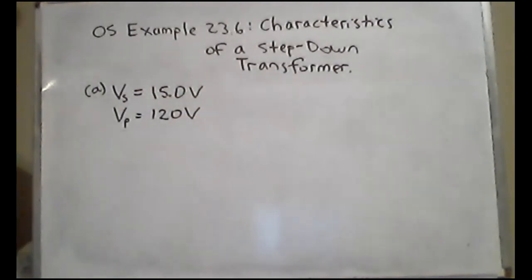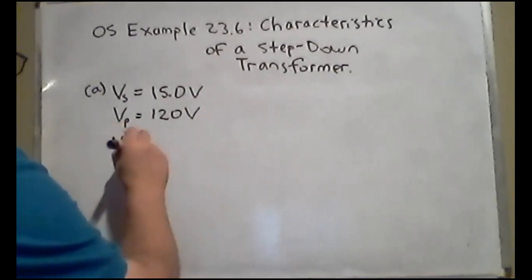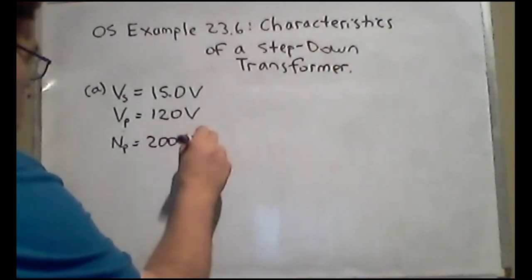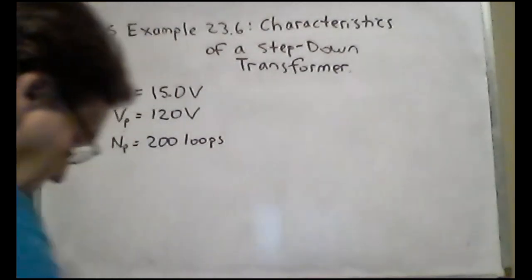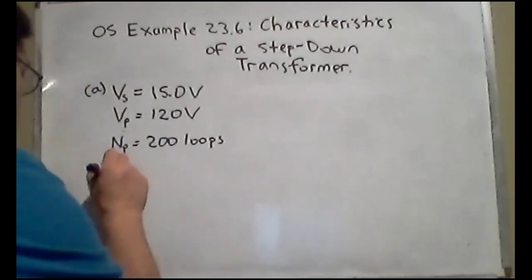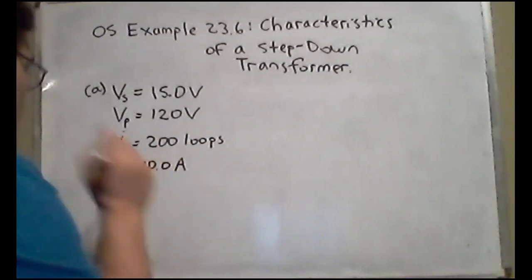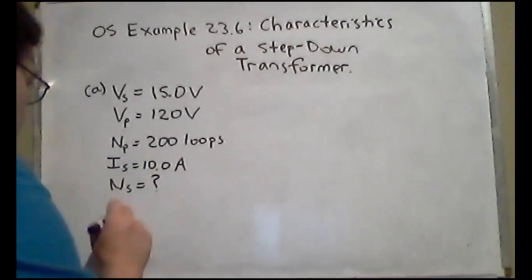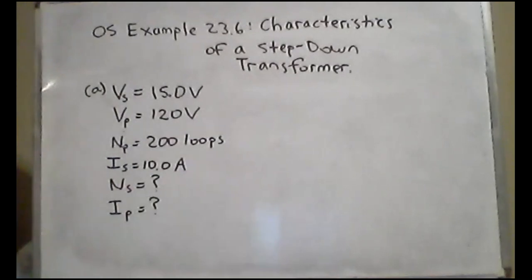Okay. And the number of coils in a primary, as we were told, is going to be 200 loops. That's the number of coils at the primary. We want to know the number of loops at the secondary. And also, we know one more thing, that the current at the secondary is 10 amperes. Altogether, what we don't know is the number of loops at the secondary and the current at the primary. These are the things we don't know.